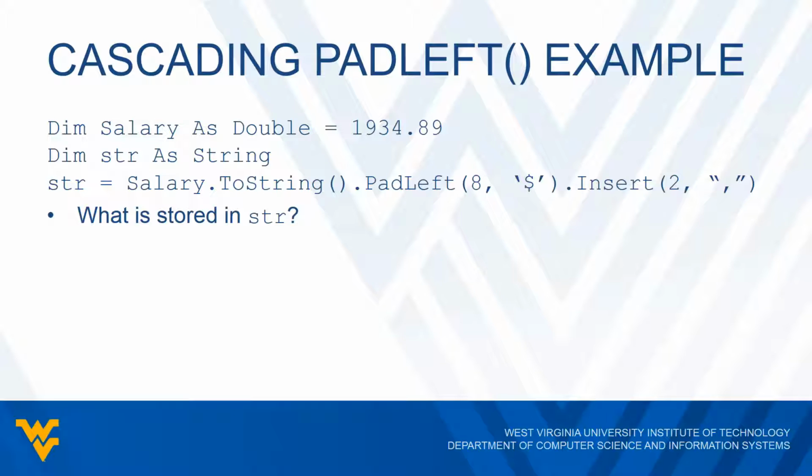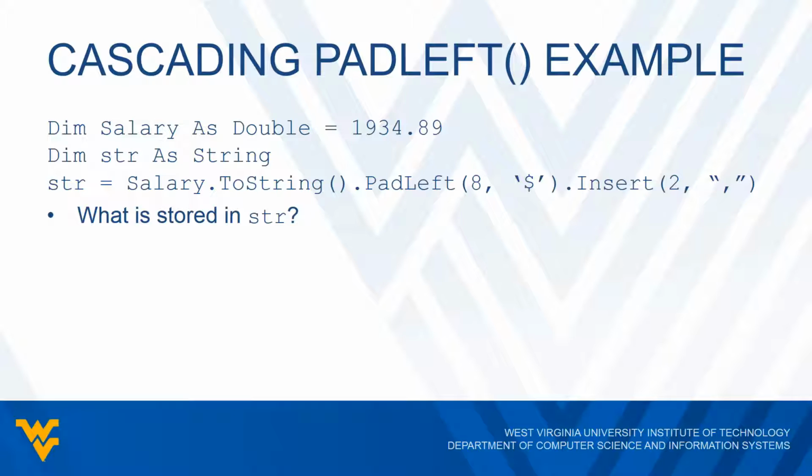So let's look at what's going on in here. We have a double variable called salary, and that's going to store 1934.89. And then we have a string variable called str. Then we see that we have the toString method, and we're going to call it on our salary variable. Then we have the padLeft method where we pass an 8 and a $ sign character. And then we have the insert method where we pass a 2 and then just a comma as our string.